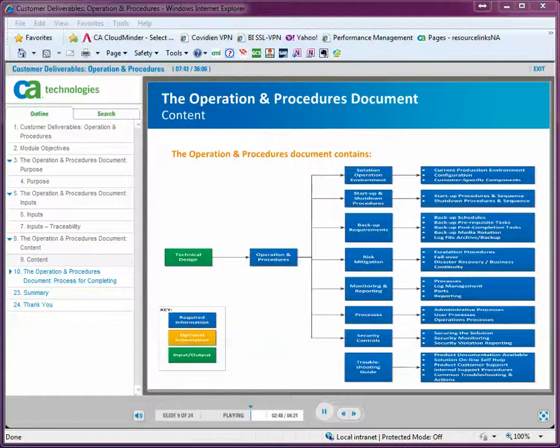Don't forget about the windows of maintenance. When the systems may not be available, this should also be captured. Processes. Anything to do with administrative, user, and operations processes should be captured and documented.